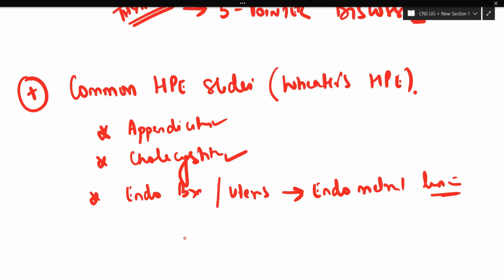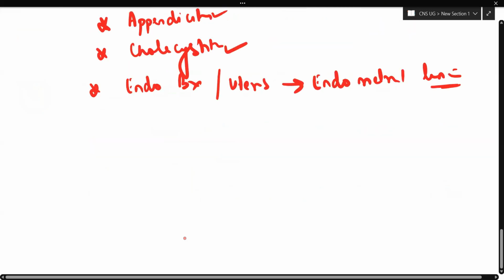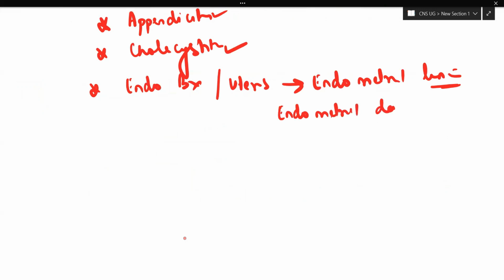I want you to go and see what structures define the gallbladder, or what you see in chronic cholecystitis. Similarly, looking at the endometrial biopsy, you will be able to understand endometrial dating: what is a proliferative endometrium, what is a secretory endometrium. These will also be discussed in your first year MD, MD DNB group. We will discuss these basic things.